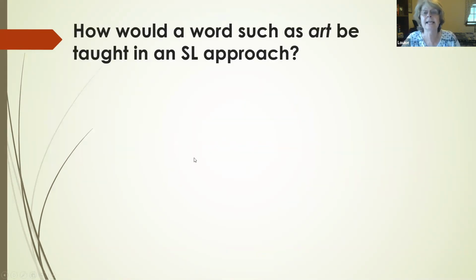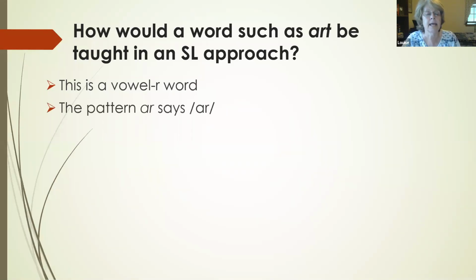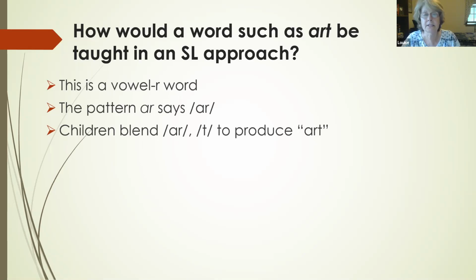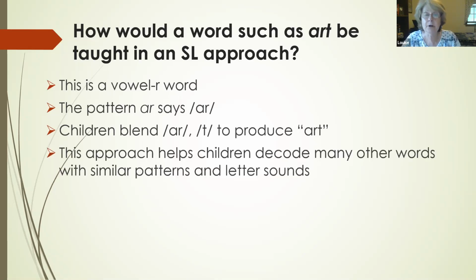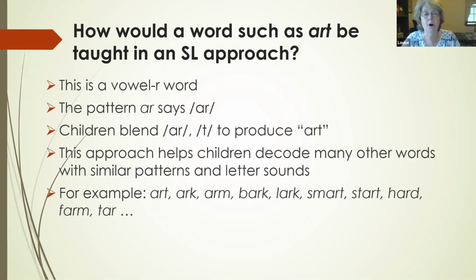So in structured literacy, how would a word like art be taught? This is a vowel R word, because you have an A immediately followed by an R. Children learn that the letter pattern AR says ar. Children blend art to produce art. And this approach would help children decode many other words with similar patterns and letter sounds. For example, art, arc, arm, bark, lark, smart, start, hard, farm, tar, and so on. You can see where this is more useful than word families, because if children are learning a word family like arc words, it helps them with arc, bark, lark, but it doesn't help them with the other kinds of words.